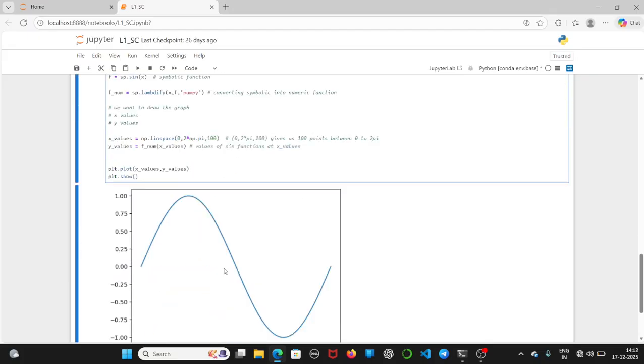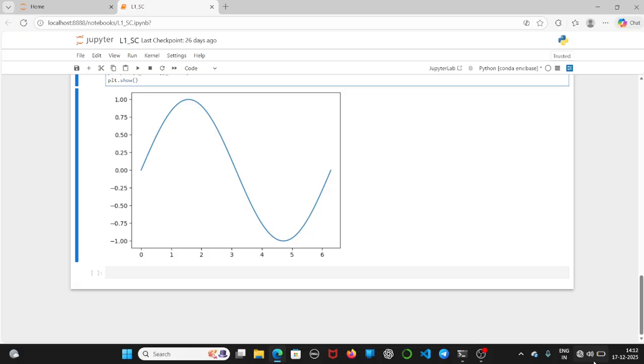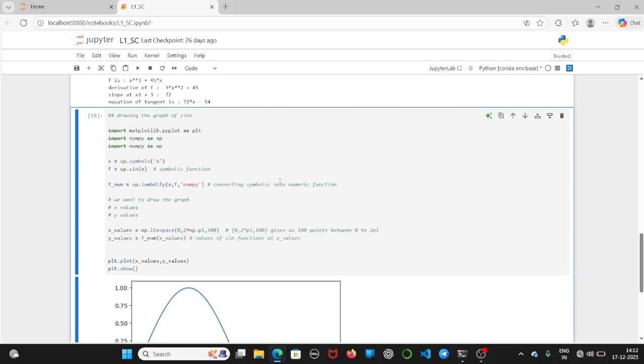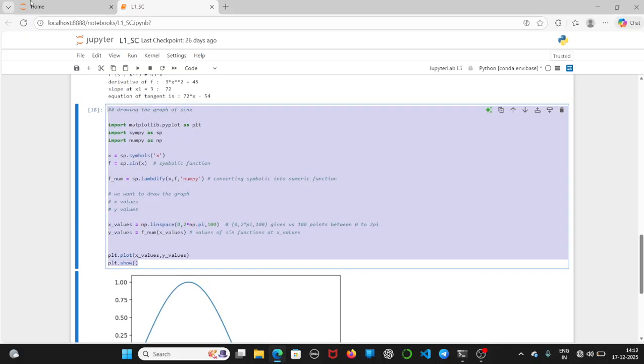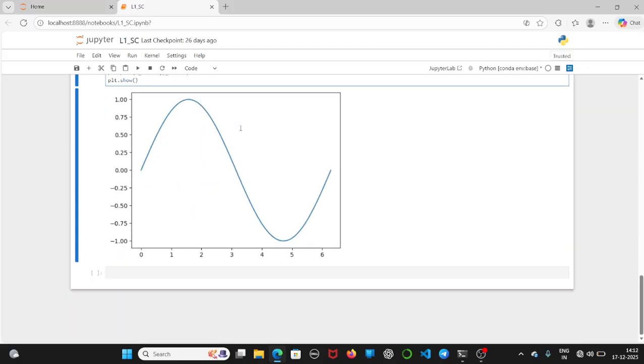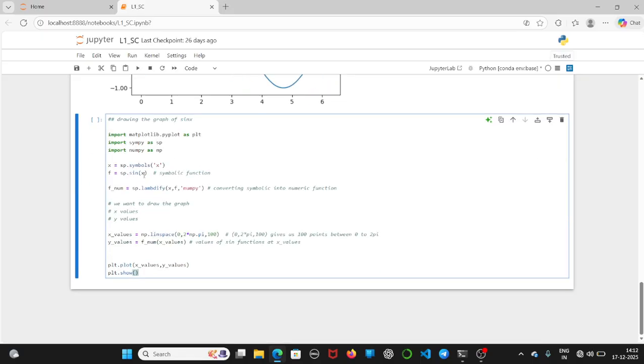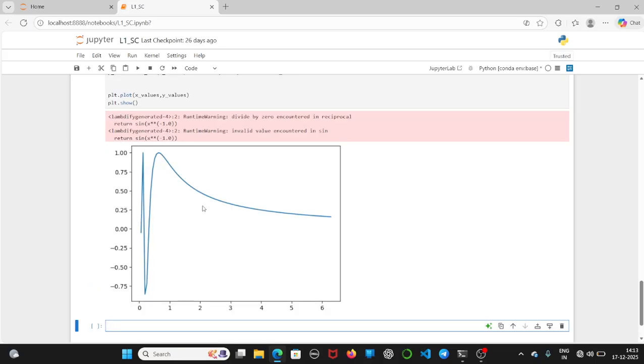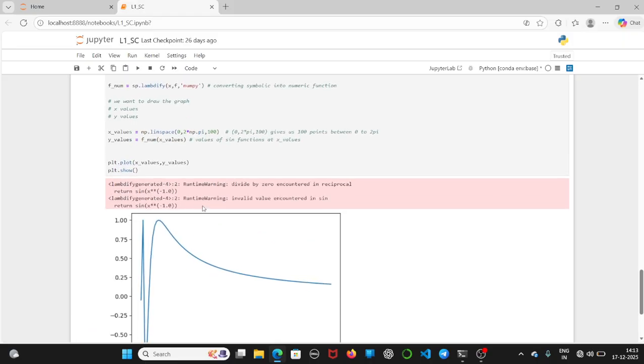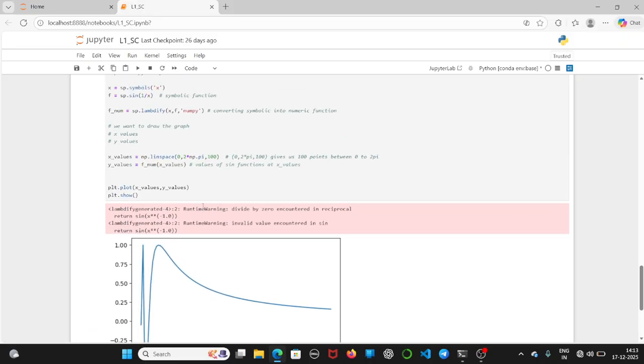Now I want to show you the graph of the sine of 1 over x function, right? I'm just going to copy this. I'm going to change here, I'm going to replace x by 1 over x, right? And if I enter it, you can write any function you want to plot. Now if I press shift enter, I'm going to get the graph of sine of 1 over x, right?